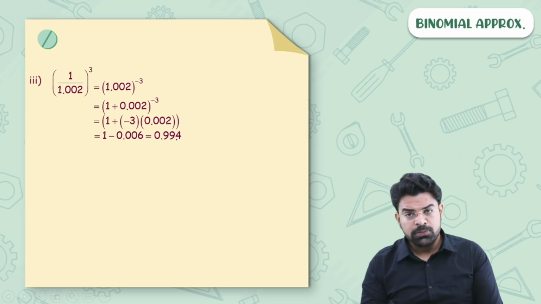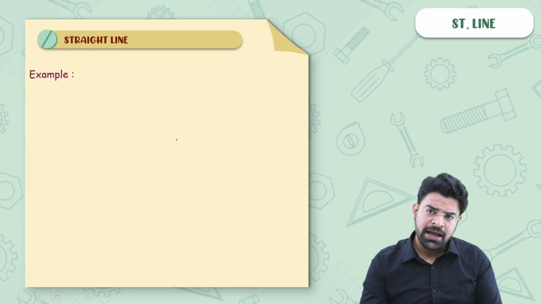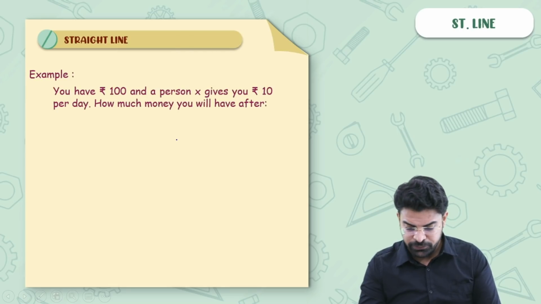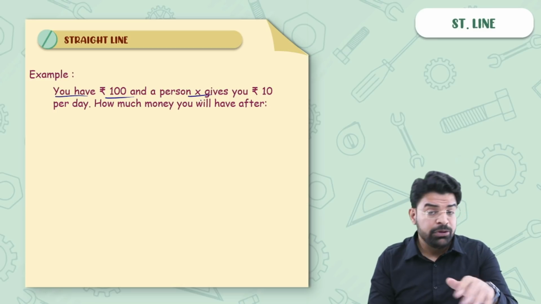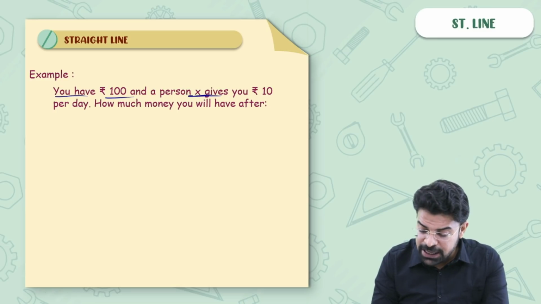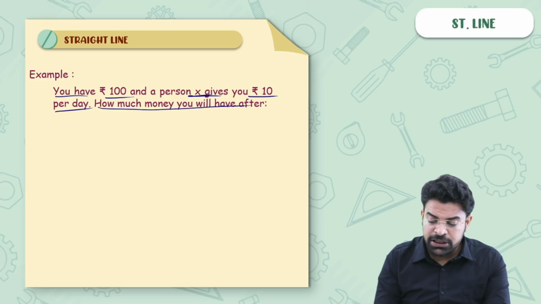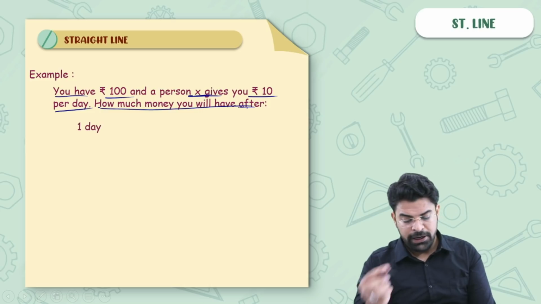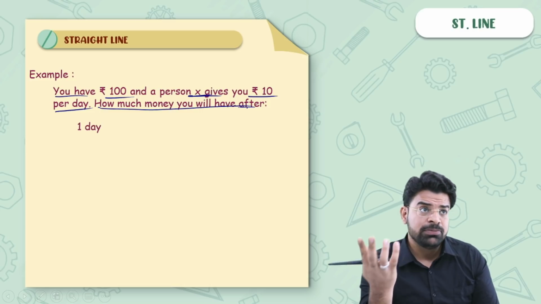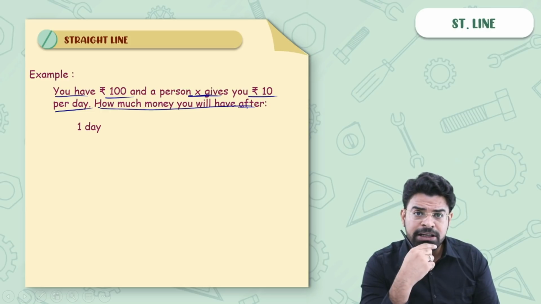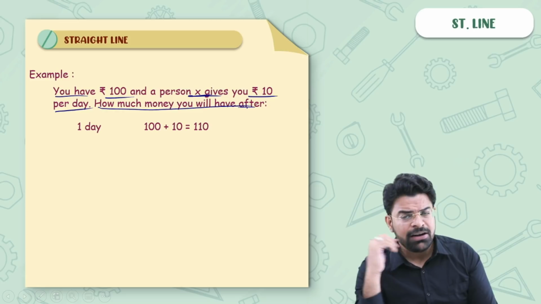So now let's move on and talk about straight line. Let's take an example to understand straight line first. Let's say you have 100 rupees with you, and a person X, can be your uncle or someone, gives you 10 rupees per day. How much money will you have after 1 day? So you'll say, I already have 100 rupees and somebody gives me 10 rupees per day. After 1 day I will have 100 plus 10, that is 110 rupees.